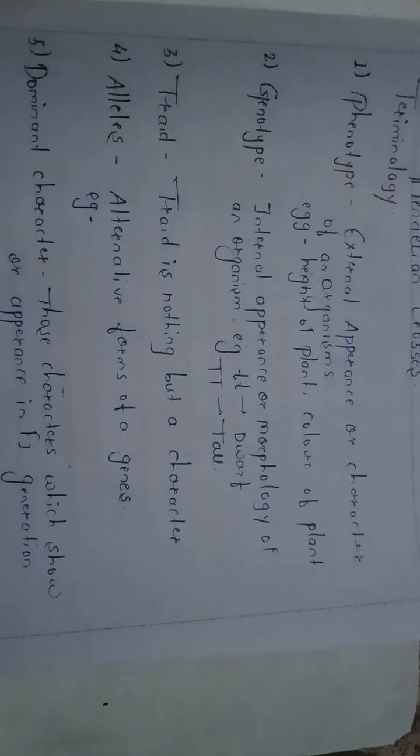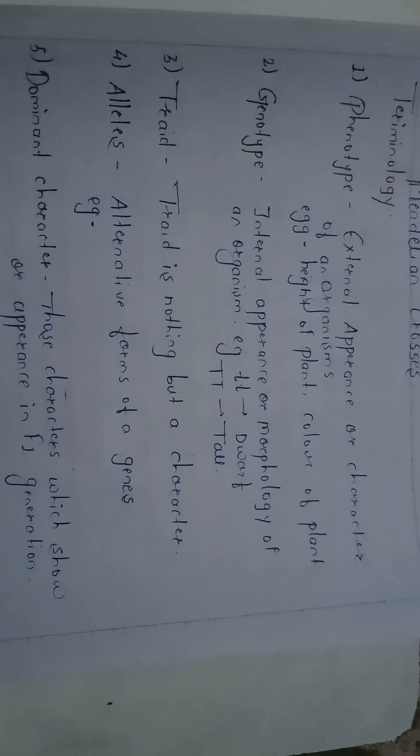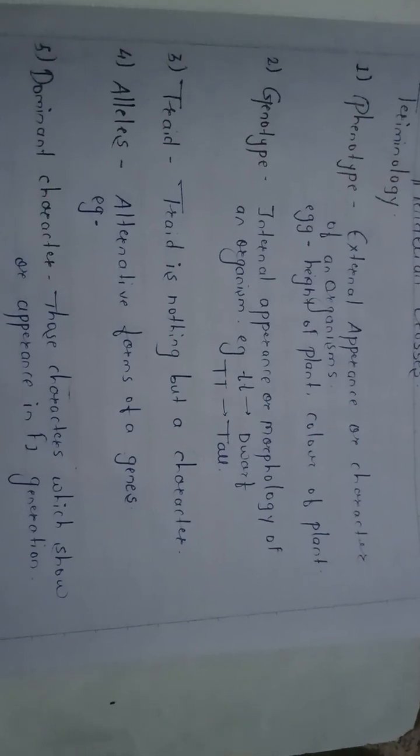Then second is the genotype. Genotype is nothing but the internal appearance or the makeup of an organism. Example, small t is dwarf and capital T is tall. The third terminology is the trait. Trait is nothing but the character, and character is an organism's. Then the fourth terminology is the alleles. The allele is nothing but the alternative forms of the genes.